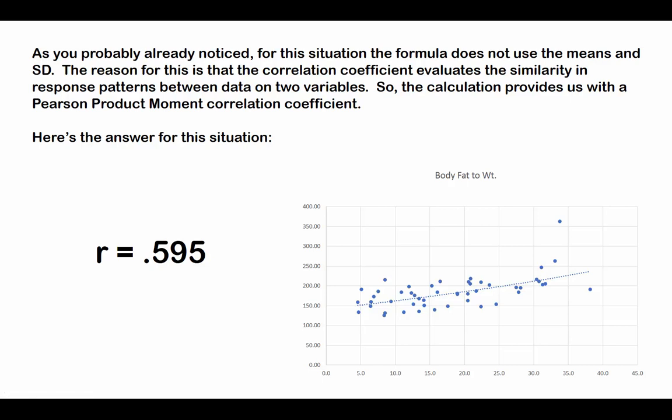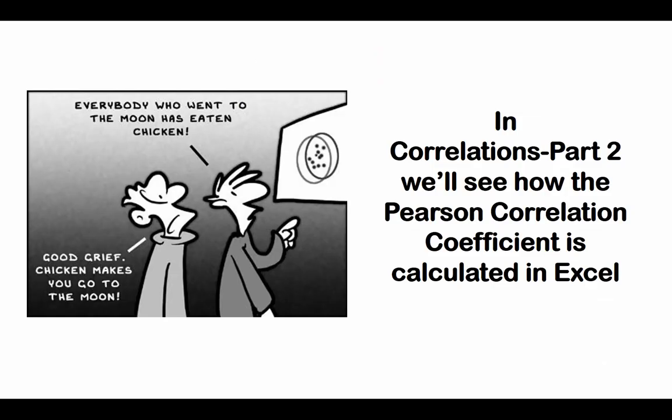How do we calculate this? Well, that's where we're going next. In Correlations Part 2, we're going to look at how the Pearson correlation coefficient is calculated using Excel, which is something you will be able to do as part of your project. So your next task is to take a look at Correlations Part 2.